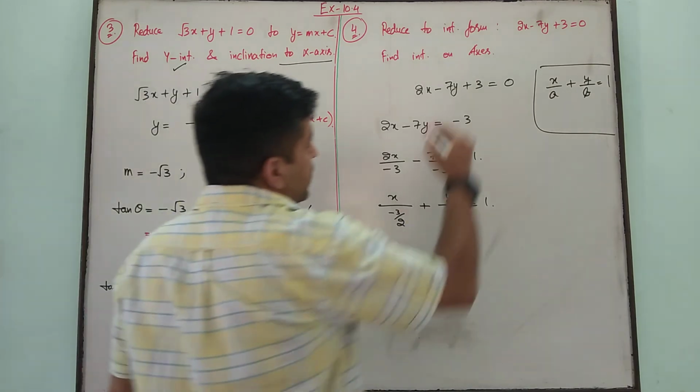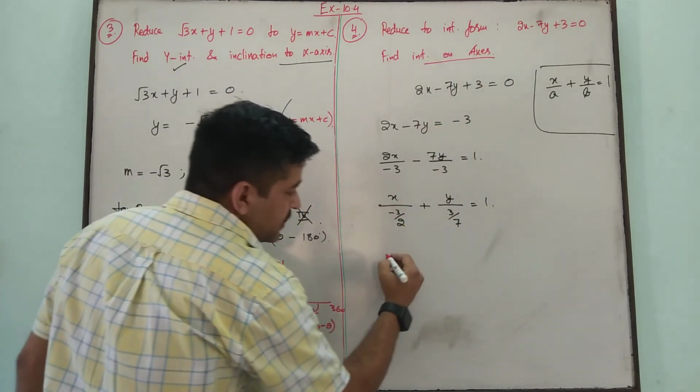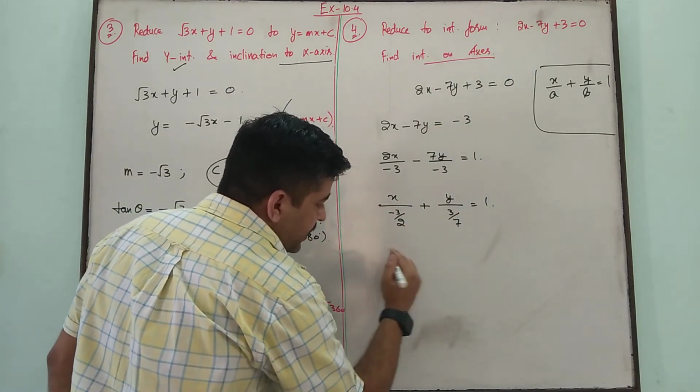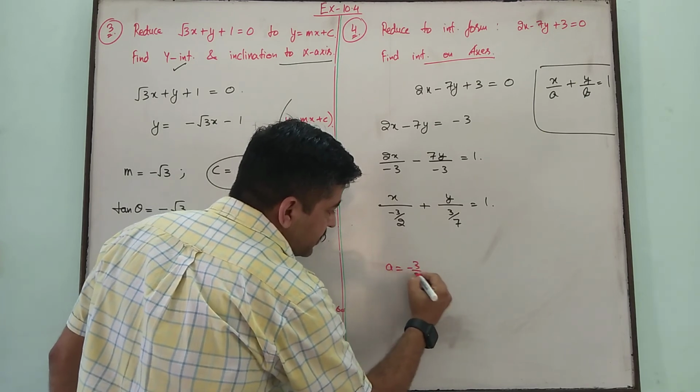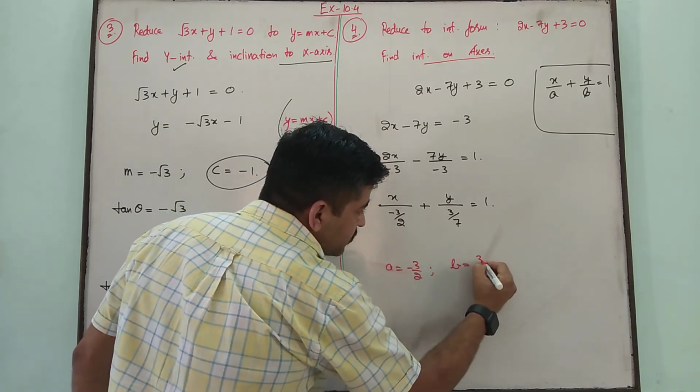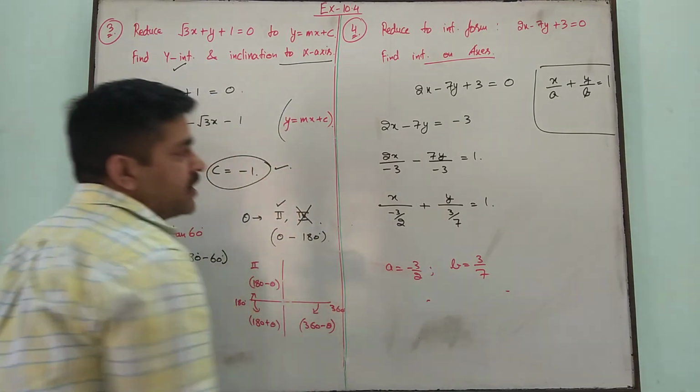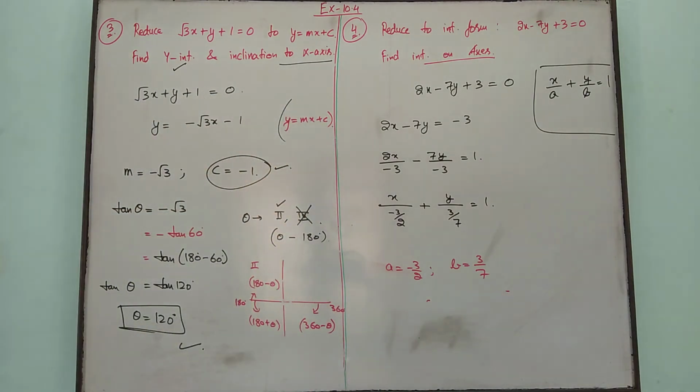And he asks you for the intercepts on the axes, that is x-intercept a is minus 3 by 2 and b is 3 upon 7 are your intercepts on the axes. Just note it down.